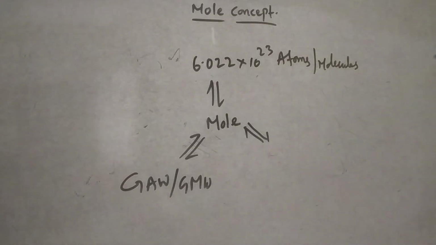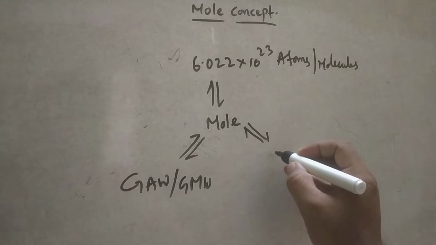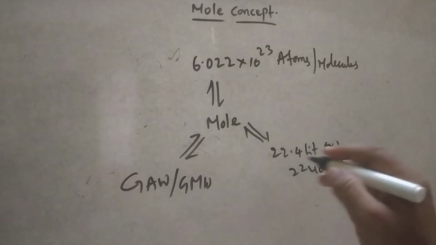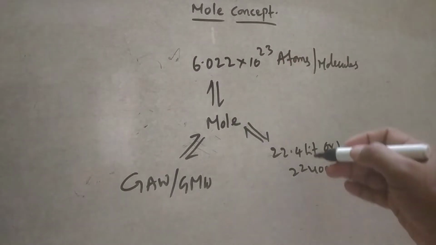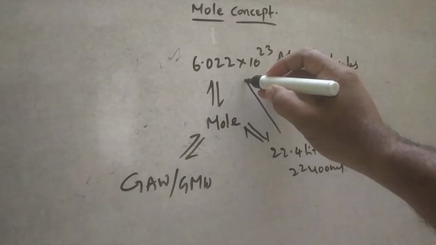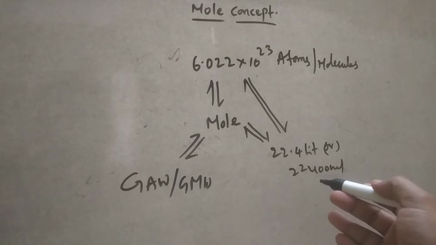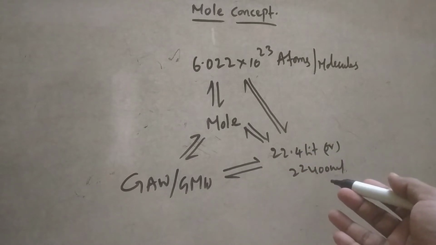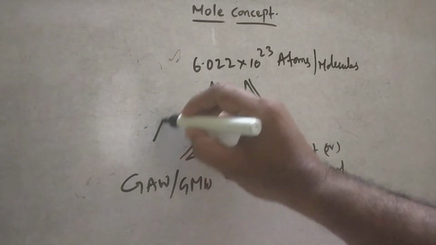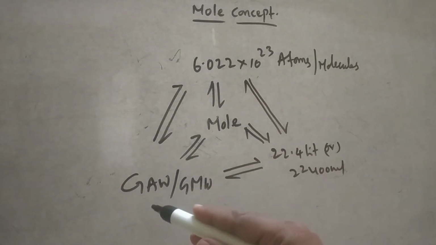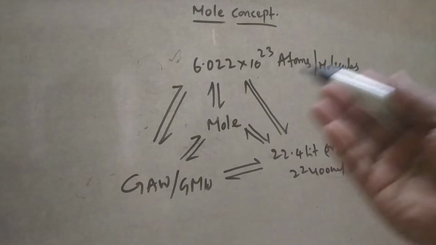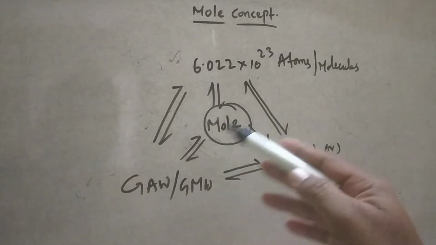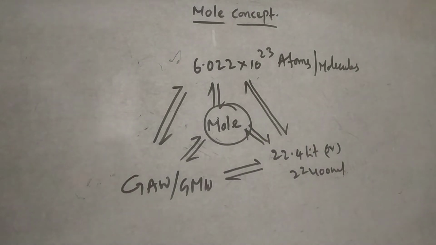What is the relation between volume and mole? One mole is 22.4 liters of volume, or 22,400 ml. This is the triangle relation. So, the relation between atoms and volume: the Avogadro number is equal to 22.4 liters or 22,400 ml. So gram atomic weight or gram molecular weight is equal to 22.4 liters or 22,400 ml, meaning the respective gram atomic weight. Similarly, gram atomic weight or gram molecular weight is equal to the Avogadro number. So that is the triangle relation. Mole is the center point, and the relation between atoms, grams as well as volume is a triangle relation. Based on this, we'll do some problems.